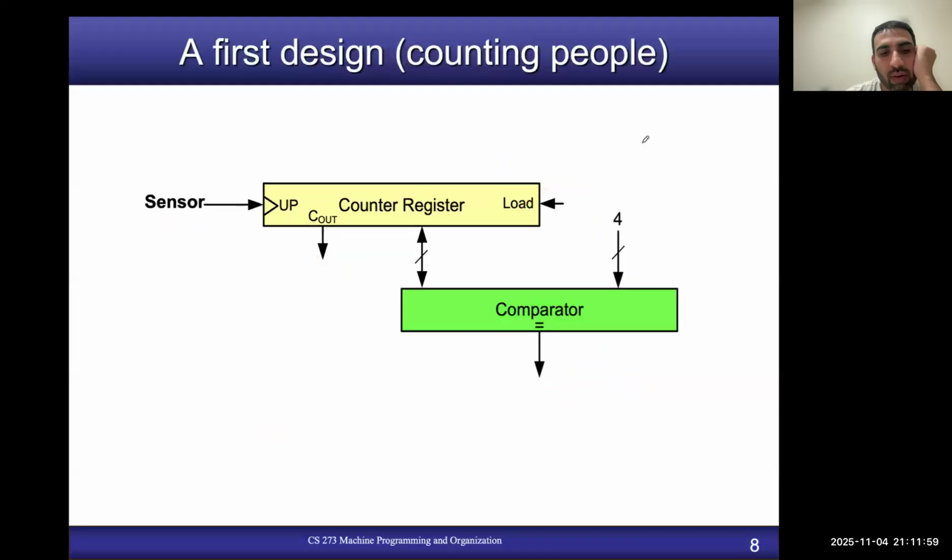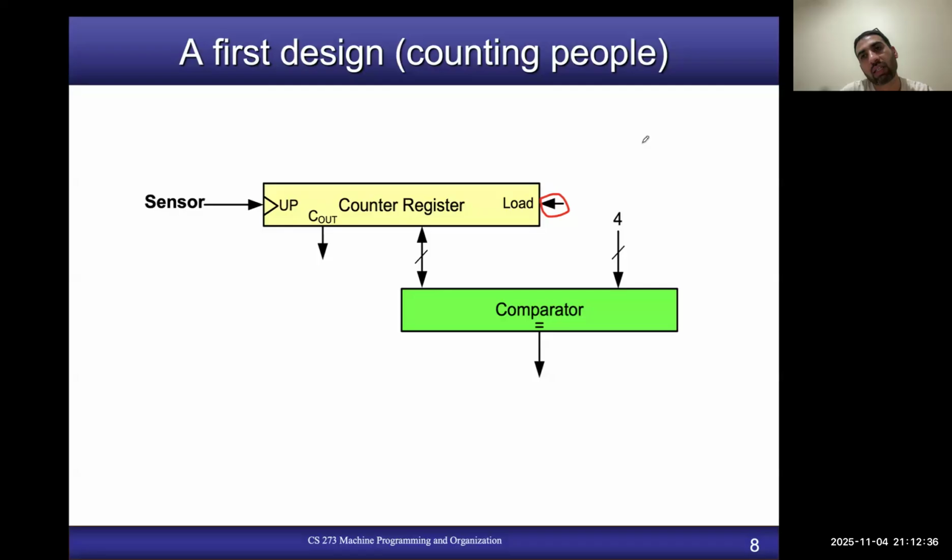Okay, let's say that we want to use the counter register to count people. Initially we can load some value, for example 0 here. Then on the event input we can connect a sensor which gives a high signal every time a person passes a particular location. For example, you have an entry door at a building, and then the counter register will be incremented.